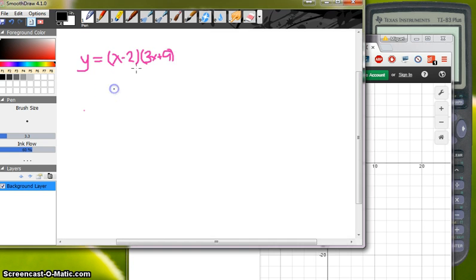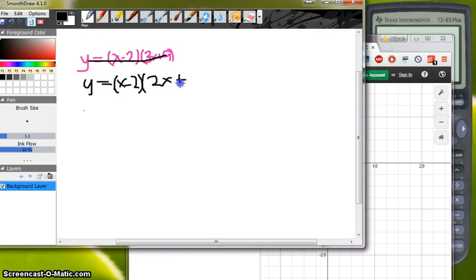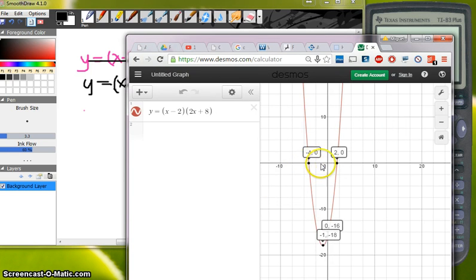We'll put 2 and we'll change this one. So y equals x minus 2 times 2x plus 8. Okay, so in factored form, you want to figure out what the x-intercepts are first.